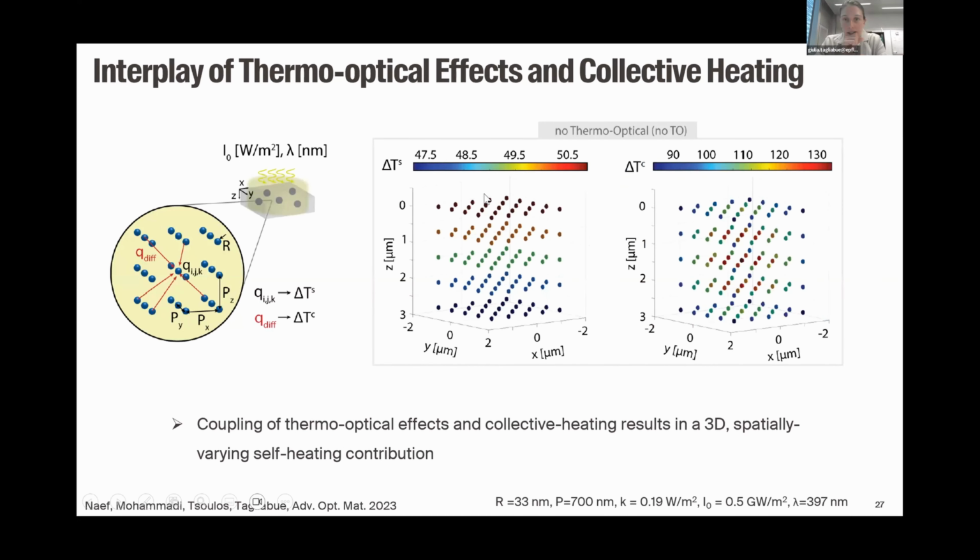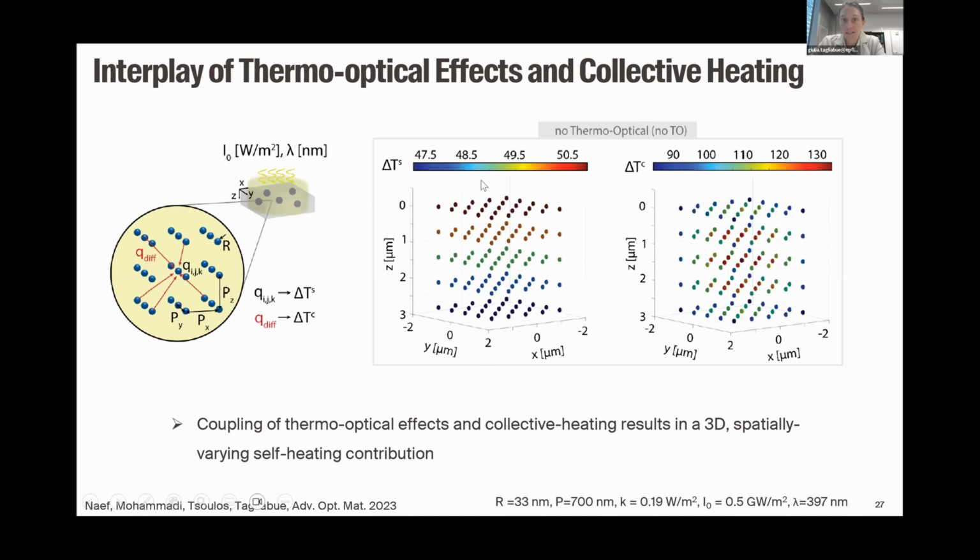So how does this look? Well, let me show you what happens with a relatively small array. This is a 5 by 5 by 5 array of silicon spheres in a regular grid. And these are the two calculated self-heating contribution and collective heating contribution, assuming incident light coming from the top and propagating through this array in the absence of thermo-optical effects.